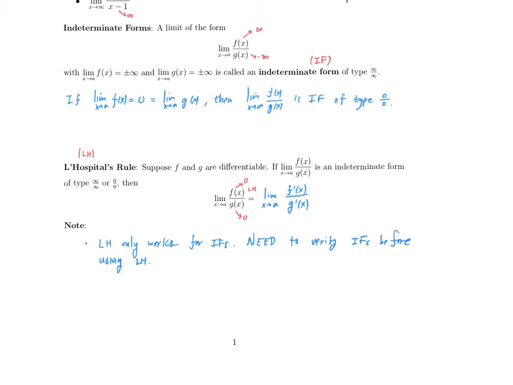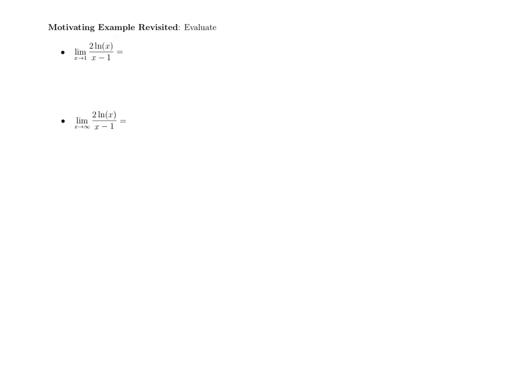So let's revisit our motivating examples and see if we can use L'Hopital's rule to evaluate them. In this first example we said as x approaches 1, natural log is going to 0, and x minus 1 is going to 0. That indicates to us that we have an indeterminate form of type 0 over 0. So we can apply L'Hopital's rule, which we indicate by simply placing this small LH above the equal sign.